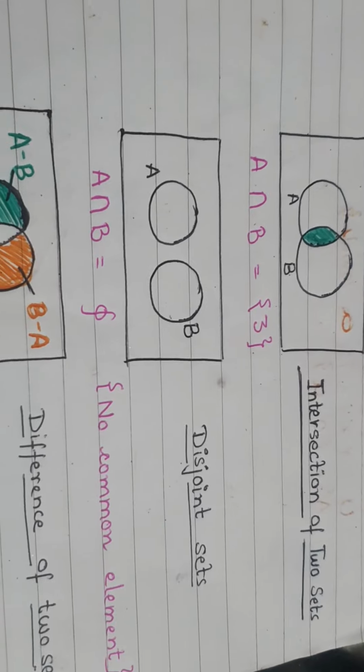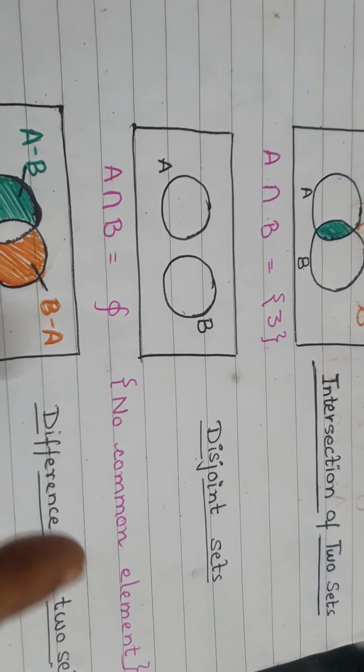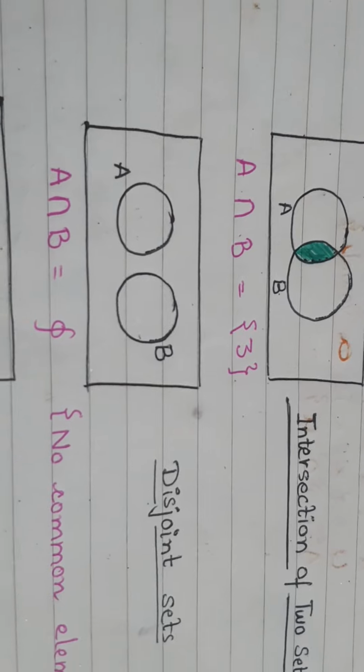Next, as we have discussed earlier, disjoint sets. Disjoint sets are what? If we don't have any common element.